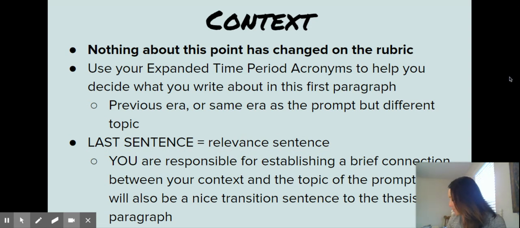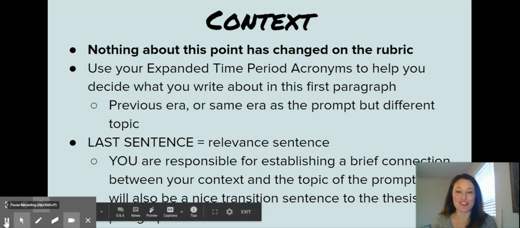All right, so let's go through the rubric points and see what adjustments we need to make. And really that's all I'm seeing here is we need to make some adjustments. We don't need to relearn anything. We're just adjusting how we're going to do things. Context is the first thing you write in your DBQ, and nothing about it has changed at all.